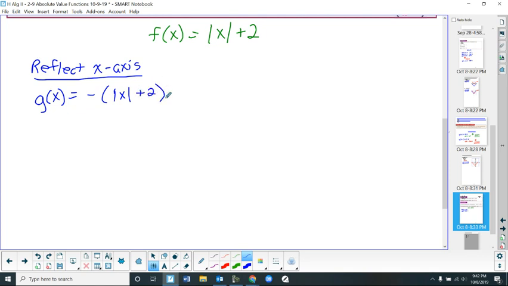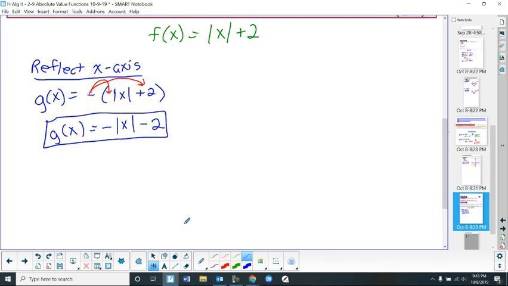Now, here's the important part about distributing this negative. When you distribute a negative, you are never allowed to distribute it into the absolute value, because that totally changes the value, because now you've made that a positive when you put it on the inside. So we're going to put it out front. When you distribute to an absolute value, you've got to put it in front. So this goes there, and then we distribute it to there. So when I clean this up, I get negative absolute value of x, and then a negative times a positive is a negative 2. So this would be my reflection about the x-axis.